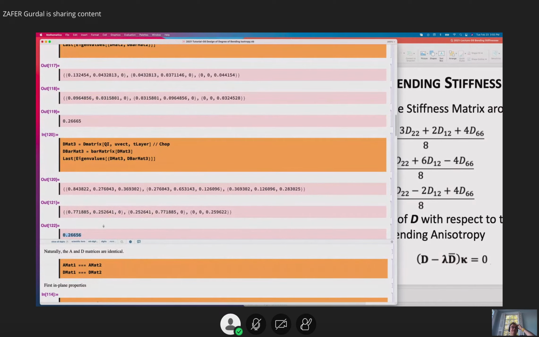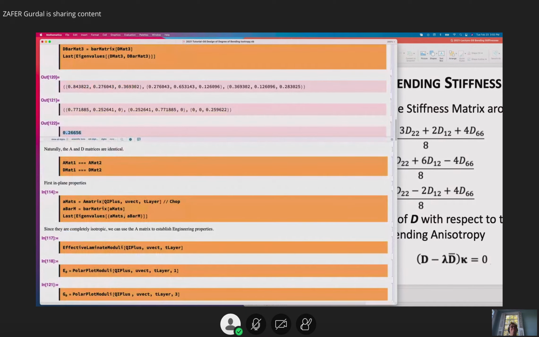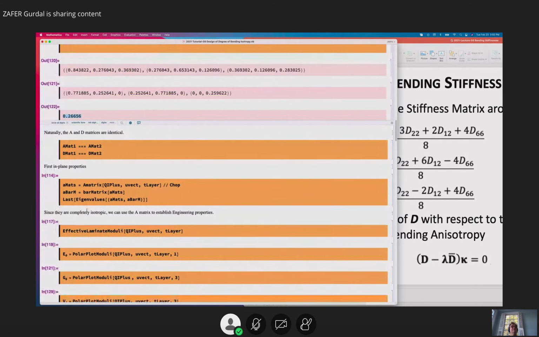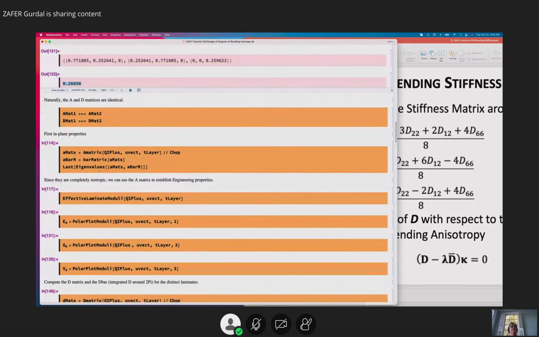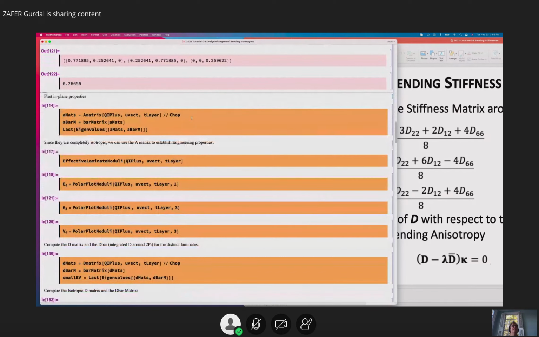All right, so I don't need to do this. Why am I doing this? I am actually looking at the polar moduli again. I don't have to do these. I'm going to delete this line for the A and B matrices because we saw that they are the same. The A matrix, B matrix, A matrix bar, last eigenvalue. This is the same line that we've done before.